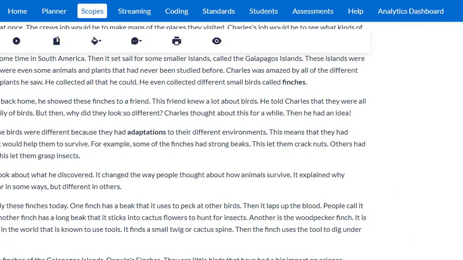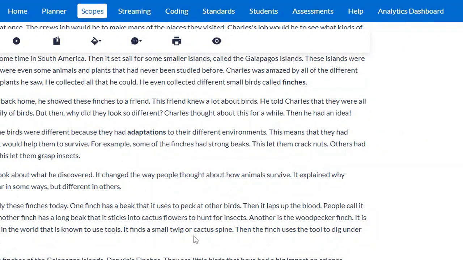One finch has a beak that it uses to peck at other birds. Then it laps up the blood. People call it the vampire finch. Another finch has a long beak that it sticks into a cactus flower to hunt for insects. Another is the woodpecker finch. It is one of the only birds in the world that is known to use tools.